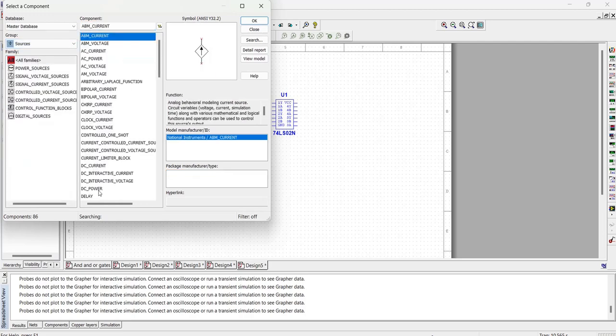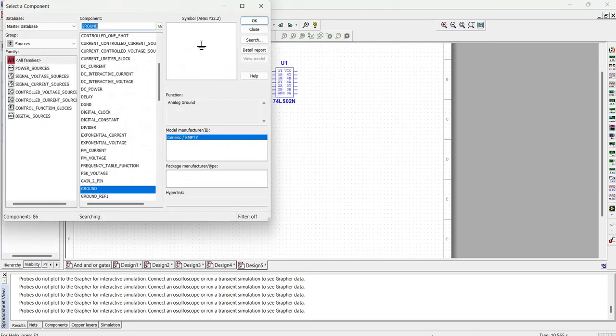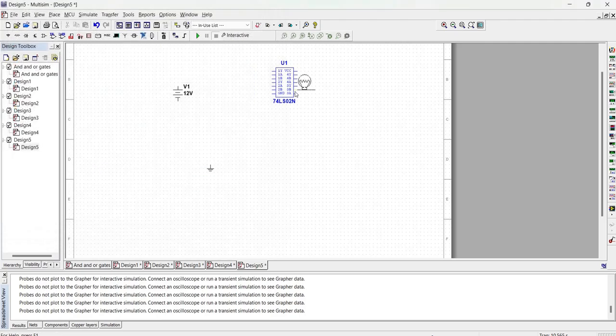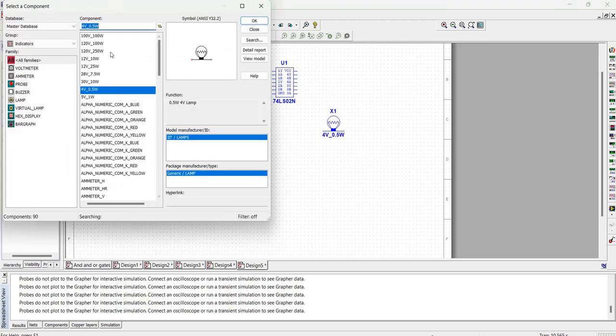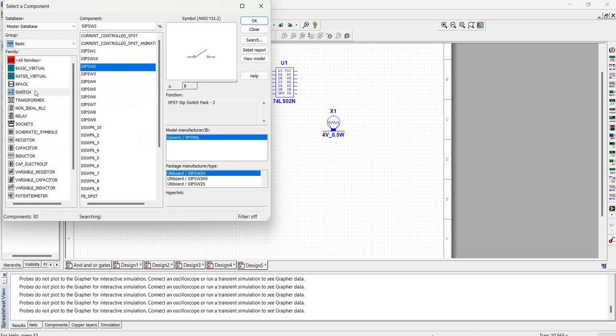So what else do we need? We need a power source, and we shall use a battery which is carrying DC. Then we shall also need a ground. It's a good practice to have a ground. Then we shall also need an indicator. We are taking a 5 volts, 0.5 watts bulb. Then we are also going to look for switches. So let's go to the basics and look for the switch. So we are going to use a single pole, single throw switch.